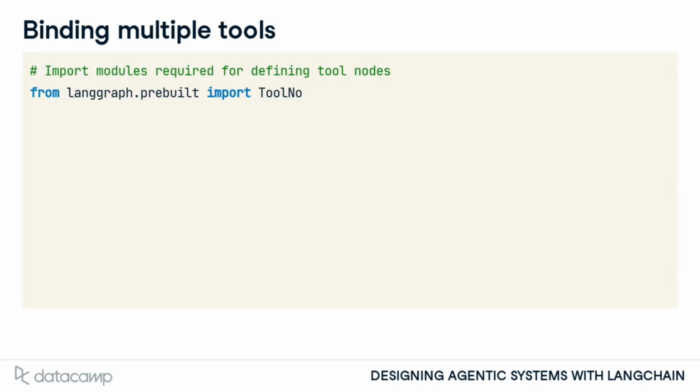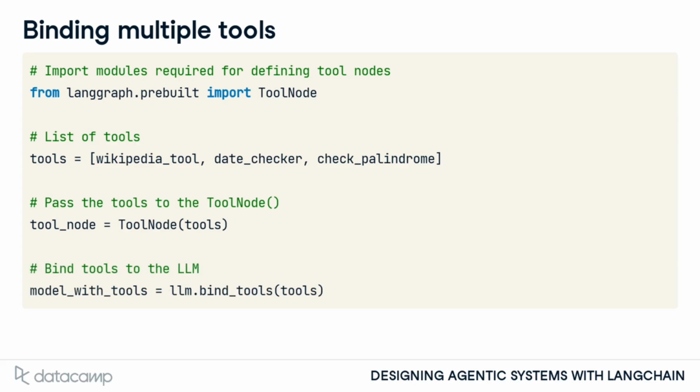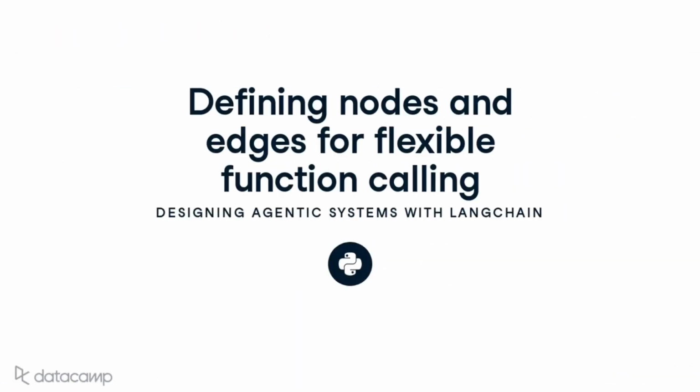Now we'll add these tools to a new chatbot. We'll import the tool node submodule from LangGraph.prebuilt, defining our tools list with the original Wikipedia tool, Date Checker, and Check Palindrome tools. This list could feature any tools you'd like your chatbot to have. We'll then create a tool node, passing tools to the tool node class. Finally, we'll bind the tools to our LLM, creating model with tools using the bind tools method.